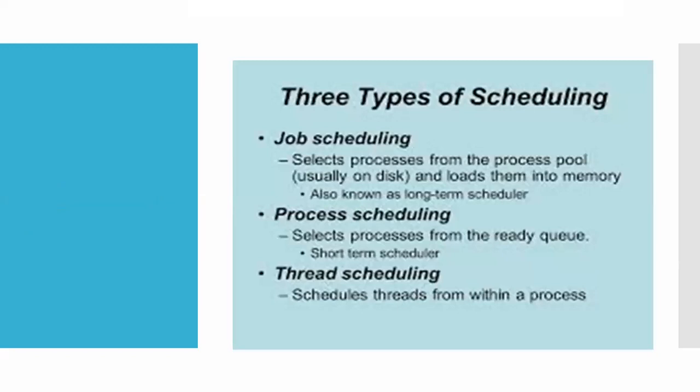Now there are three types of scheduling basically, which we consider for mechanical. That is job scheduling. In the job scheduling, we select the processes from the process pool, usually a disk, or maybe load them into memory, also known as the long-term scheduler. That is basically a job. Process scheduling, select the processes from the ready queue.